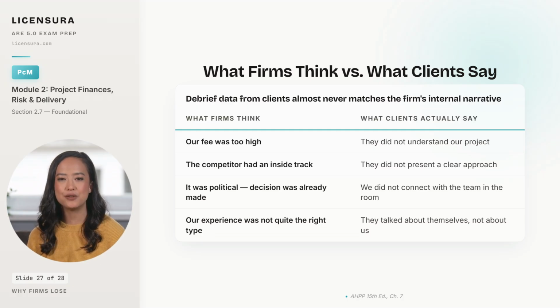They say the losing firm did not understand the project. They say the approach was not clear. They say they did not connect with the people in the room. They say the firm talked about itself instead of about them. Every one of those client answers points to the same root cause. The proposal and the interview were built around the firm, not around the client.